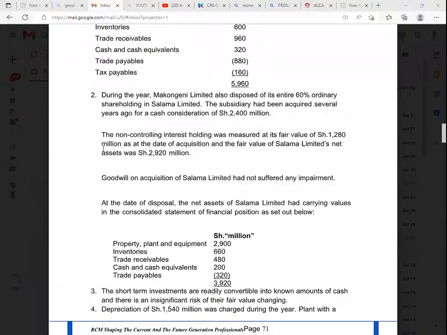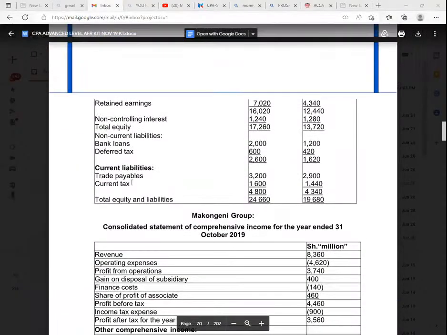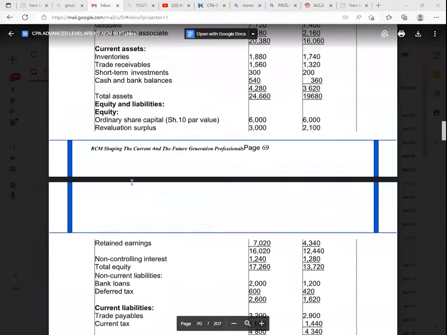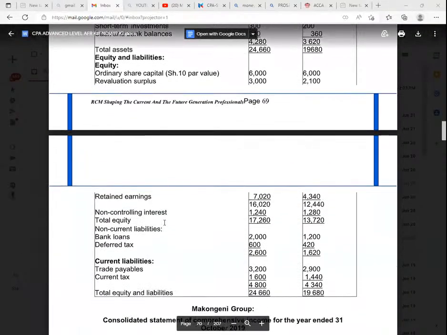So, ladies and gentlemen, for payables, remember it is CO. Payables, you start with closing. So, closing for payables, what do I have here? For payables closing, I can see 3,200.